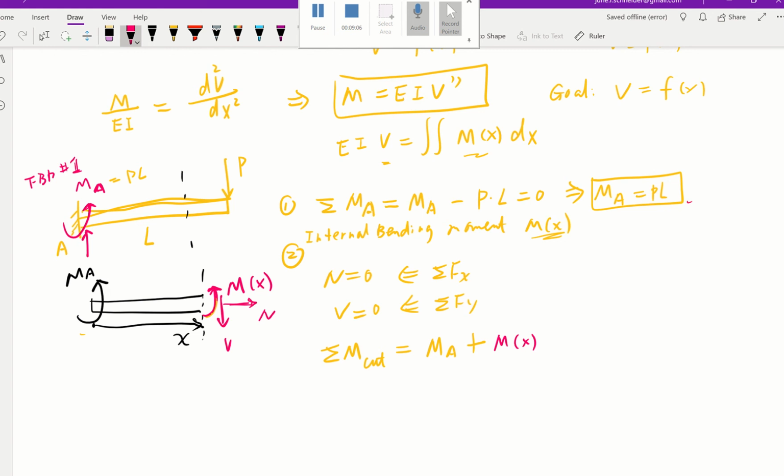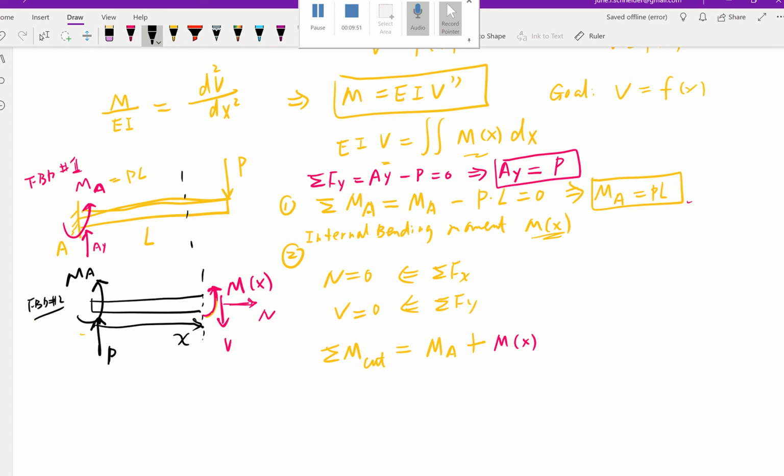We figured out the MA, but then forces in the Y direction will have this AY going upward minus P equal to 0. So we figure out AY, this vertical reaction, is going to be equal to P. Okay, now we have that taken care of. AY is equal to P. There's no AX because there's no X direction force. So knowing that, I'm going to go back to my FBD number 2. When I cut it, I need to have that reaction at A here as well, and that is going to be equal to P. Okay, that will complete our FBD number 2.